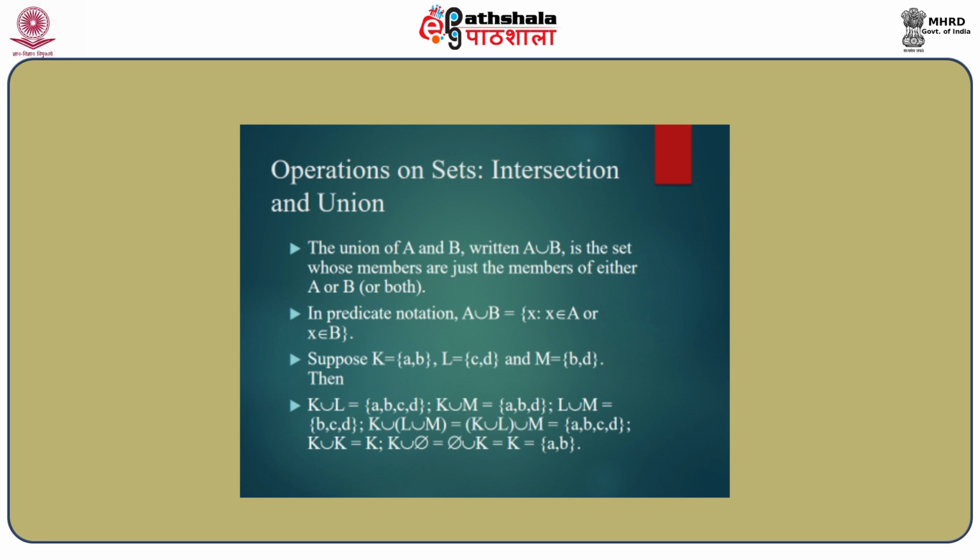Operations on sets, unions, and intersections. Let A and B be arbitrary sets. The union of A and B, written A union B, is the set whose elements are just the elements of A or B or of both. In predicate notation, the definition is A union B, by definition, is the set of all x's such that x is in A or x is in B. Here we look at a few examples.